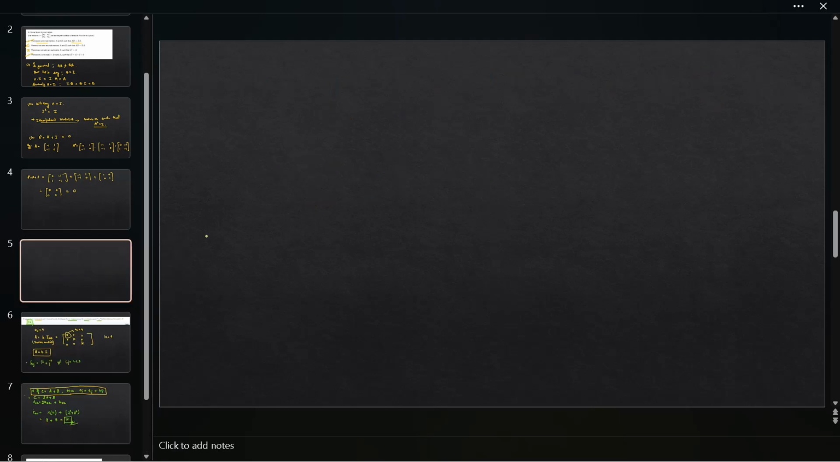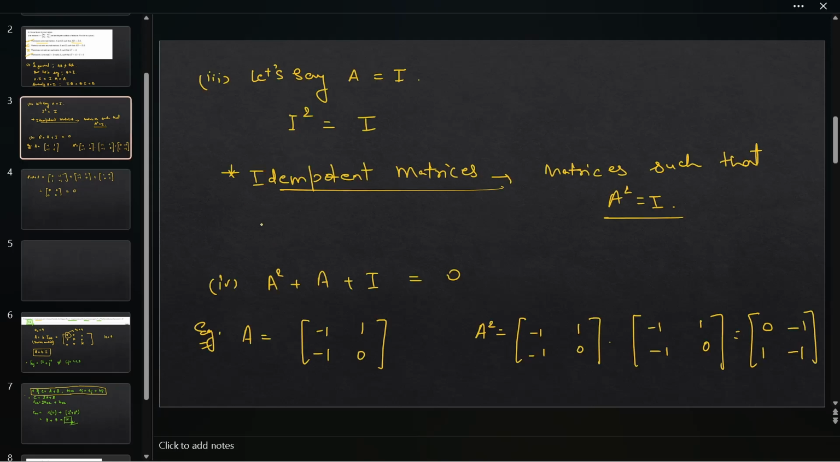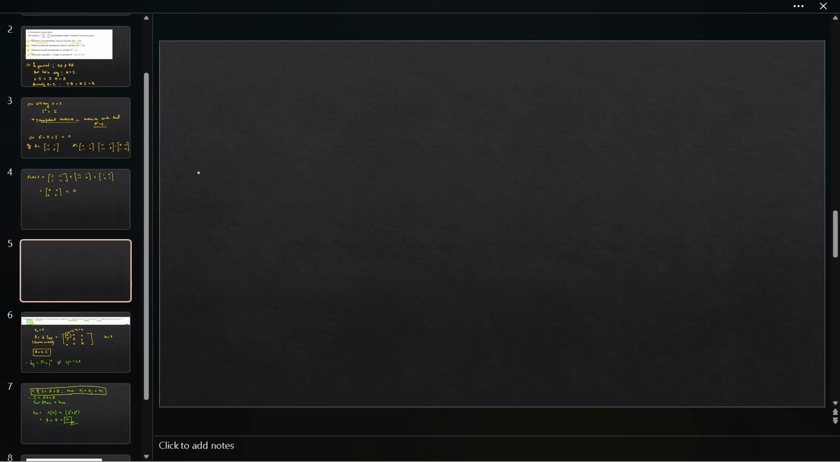So let's add a new slide here. If we have an equation and we want to find the value of A that satisfies that equation, usually what we do is we start with an arbitrary matrix. Here we are starting with A, B, C, D. So we want A to satisfy A square plus A plus I equal to 0.